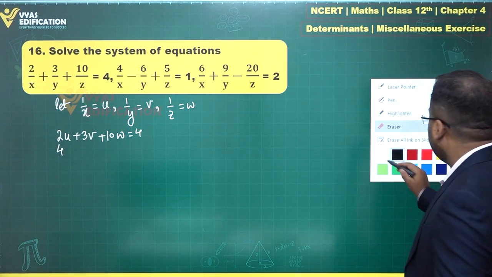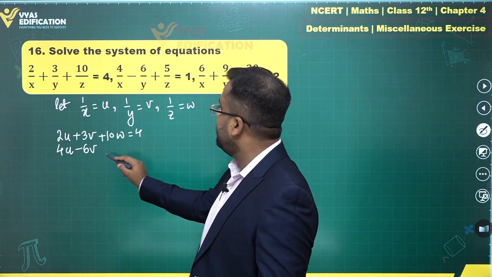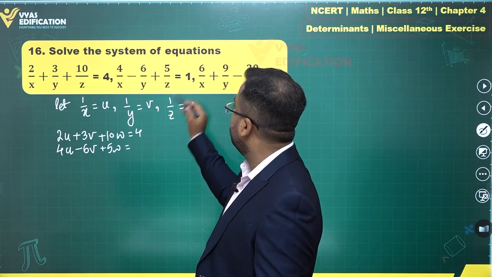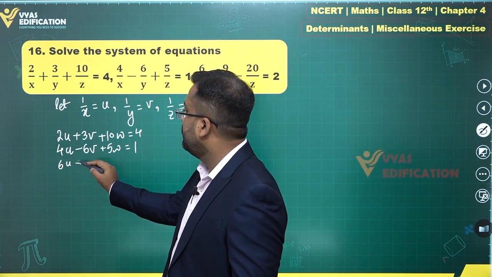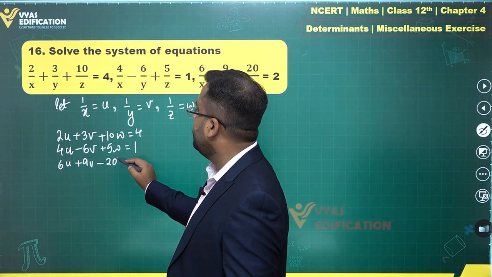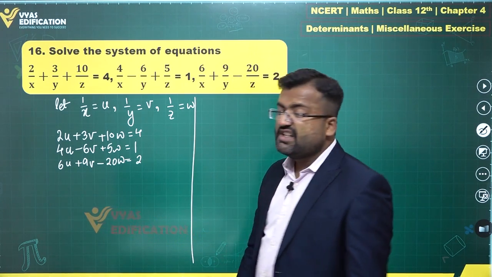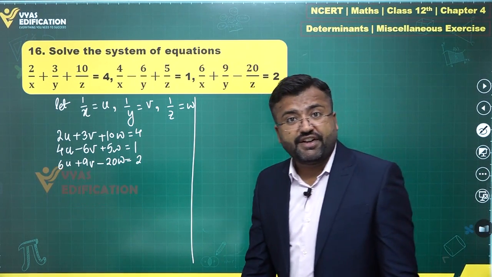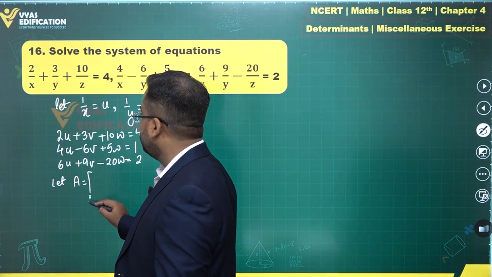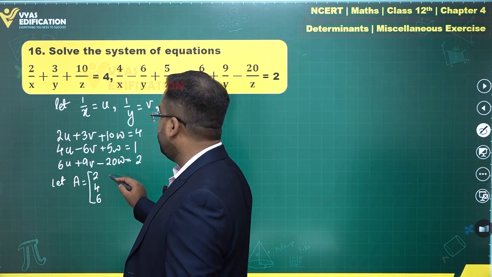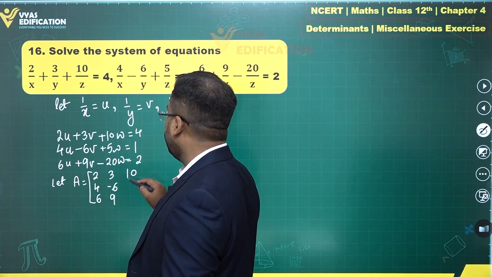Yes, this will be 4u minus 6v and plus 5w is equal to 1. Then you have 6u, 9v, minus 20w is equal to 2 on the right hand side. For this system of equations, can we create the coefficient matrix very easily? Yes. Let A equal this: 2, 4, 6, 3, minus 6, 9, 9, 10, 5, minus 20.